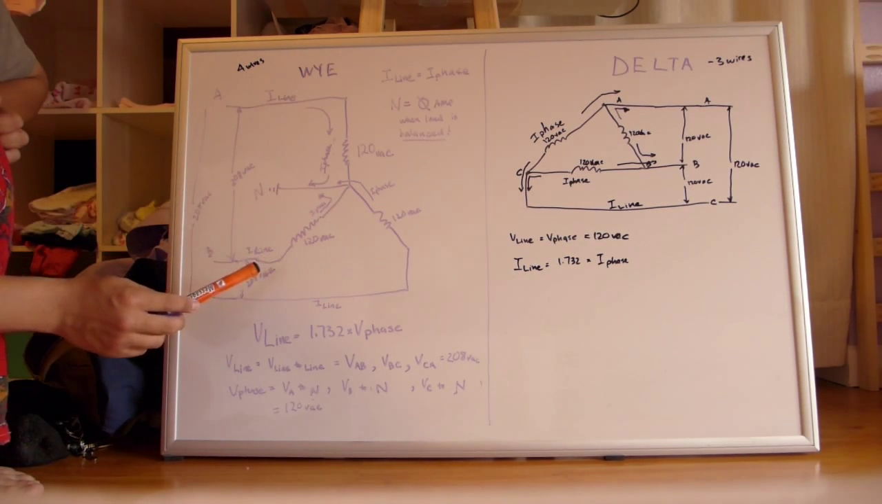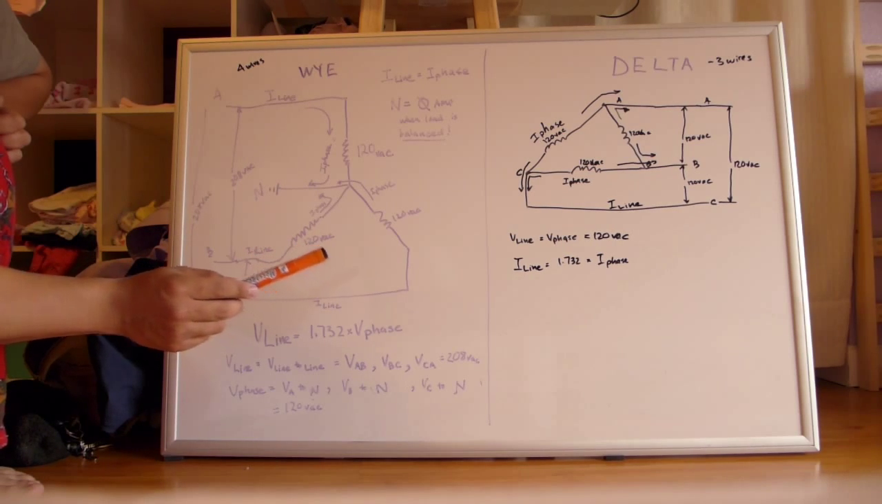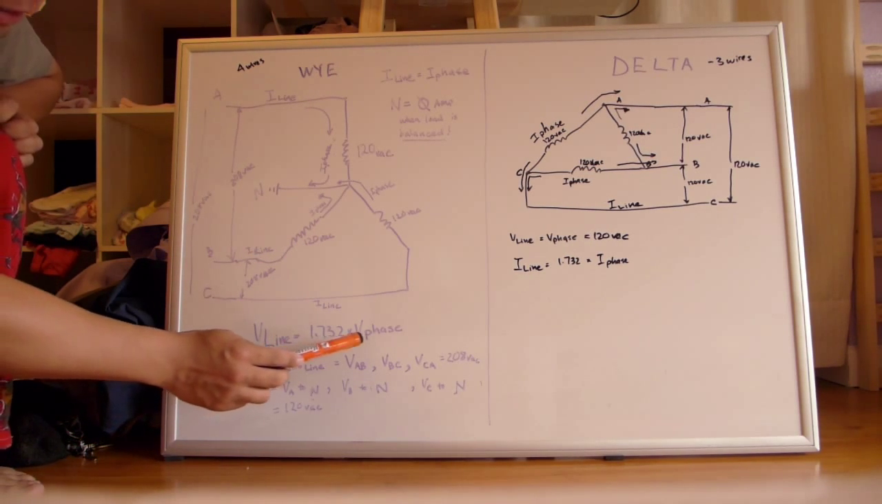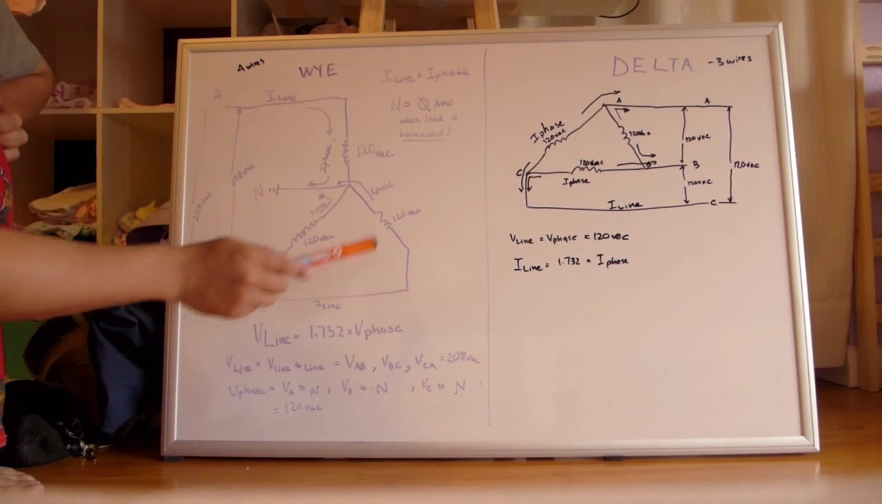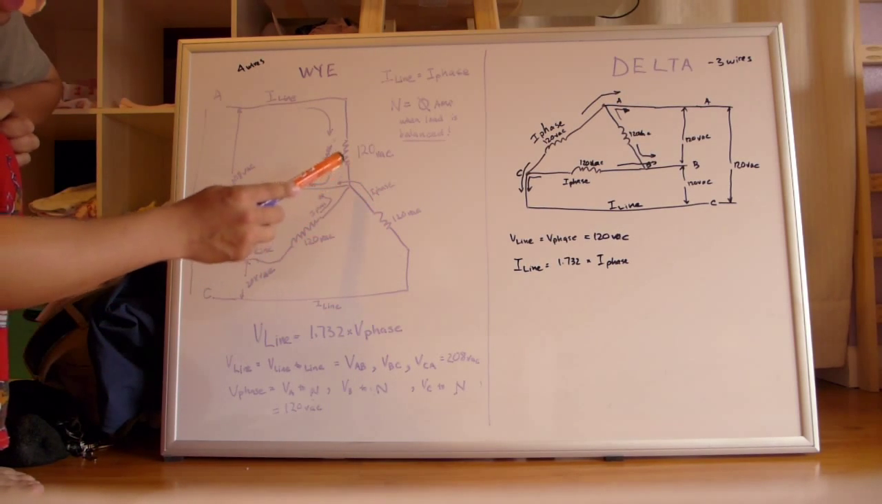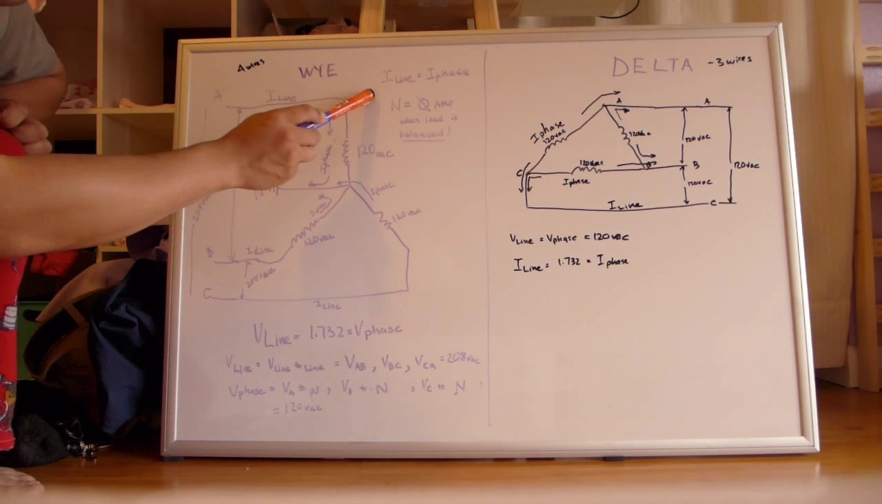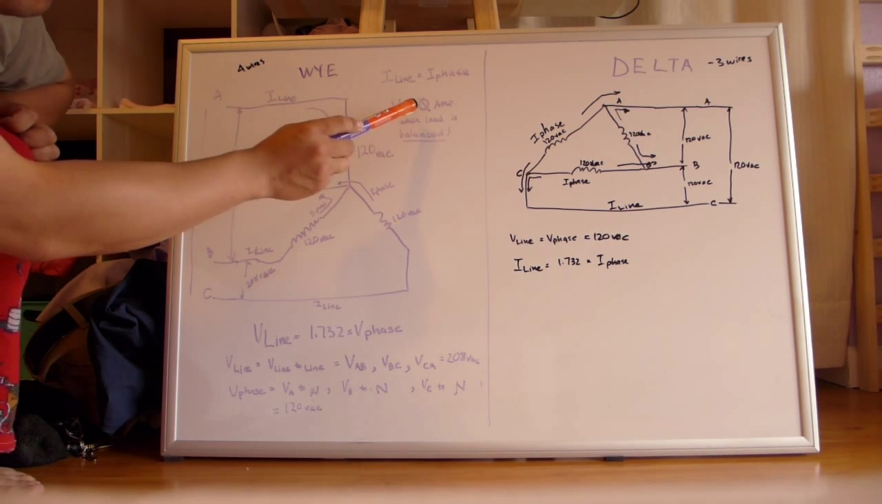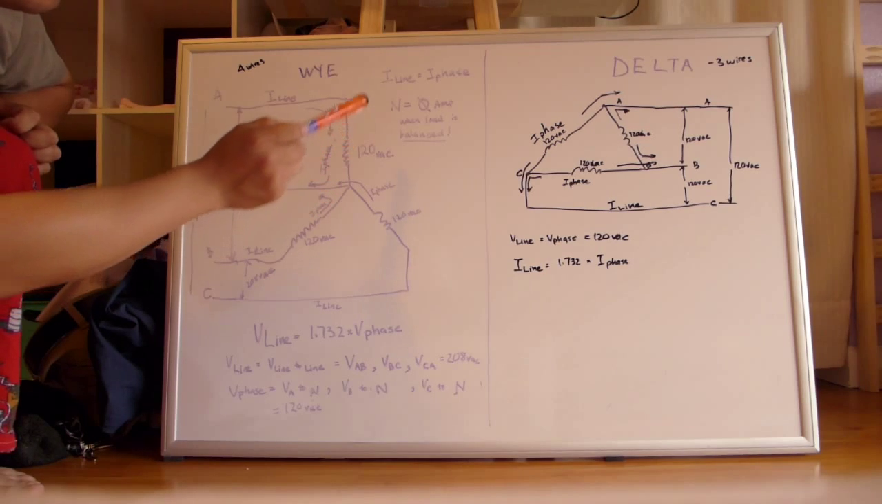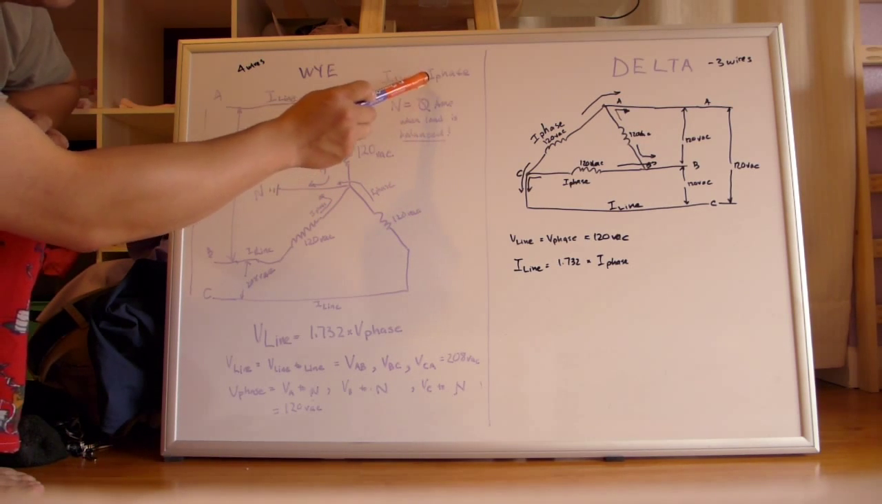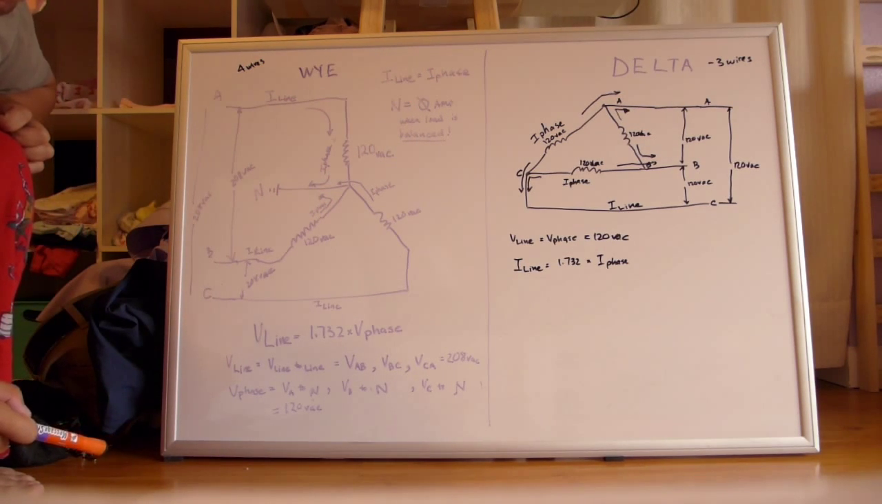So in a Y configuration, the voltages are different between V line and V phase. But in a balanced load, meaning all of these are equal, the neutral line will have 0 amps.